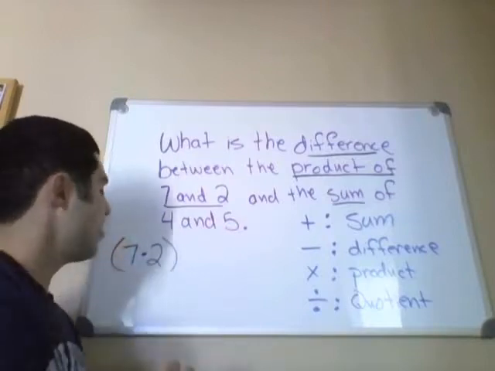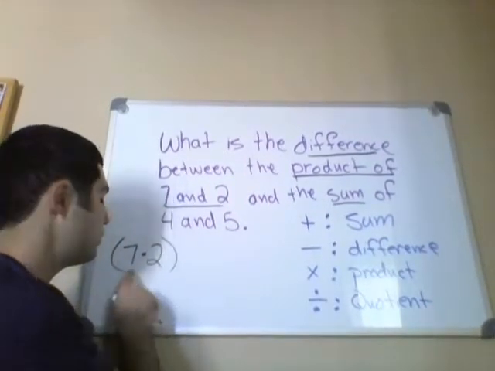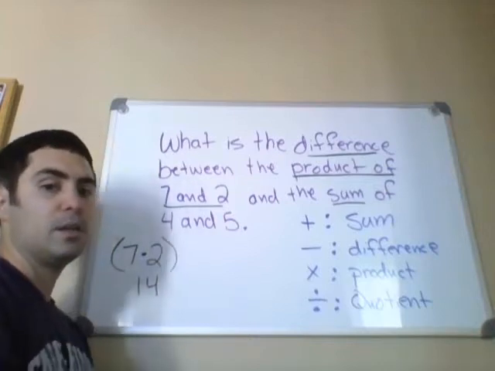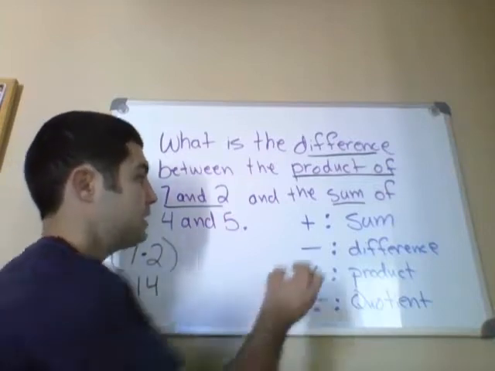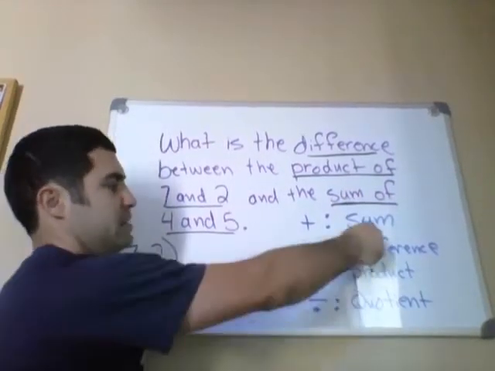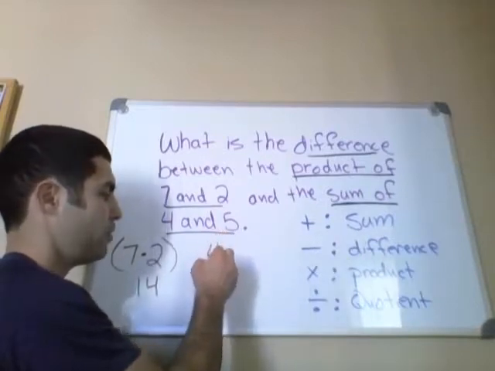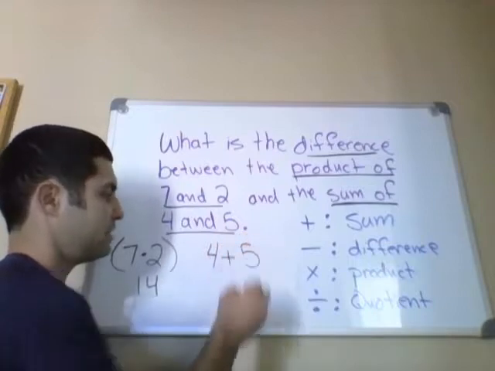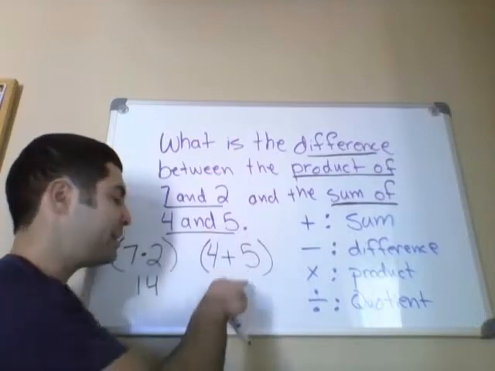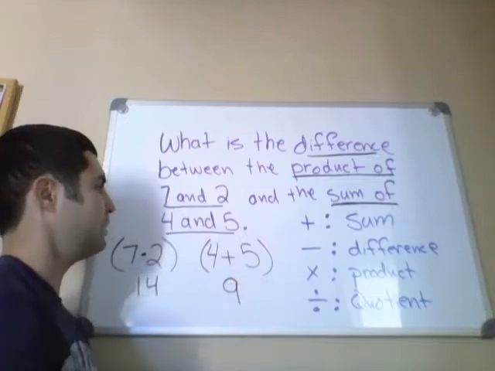I'll put parentheses around that. That is one number. 7 times 2, you're like, no, that's two numbers. Well, if you take 7 times 2, you get 14. So that is your first number. Okay? The next number is the sum of 4 and 5. What does sum mean? Sum is addition. So we're going to add 4 plus 5 to get this next number. I'm going to put it in parentheses because this is one number. Well, if you evaluate it, 4 plus 5, you'll get 9.